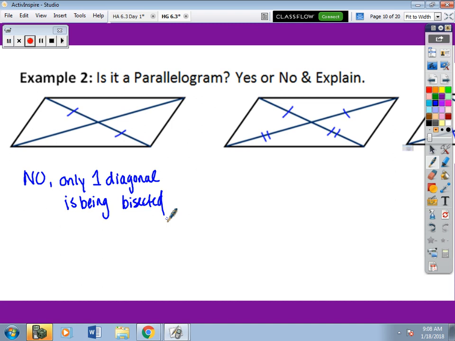How about the second one? Lexi, what do you think for the second one? No. The markings don't show that they're actually being bisected at all, because it should be like one marking, 2, and 2. So this is really no diagonals are bisected.